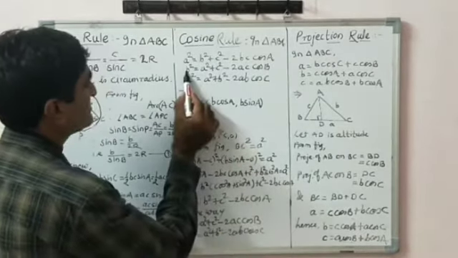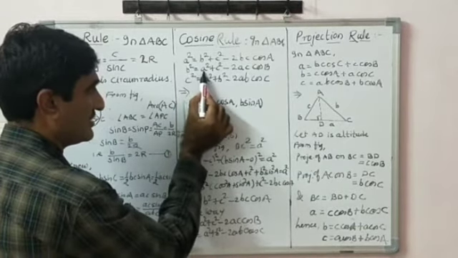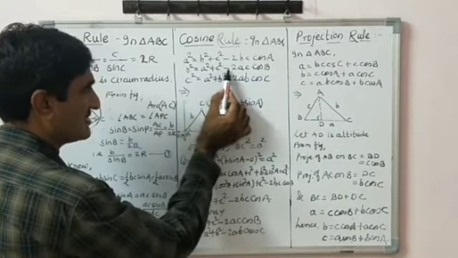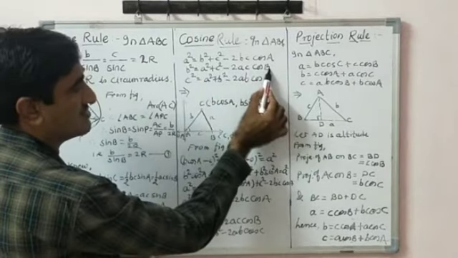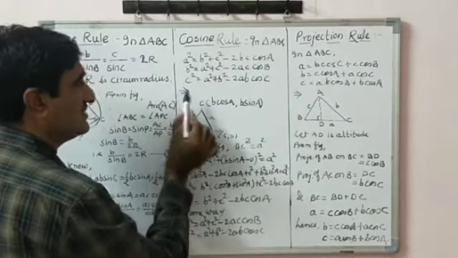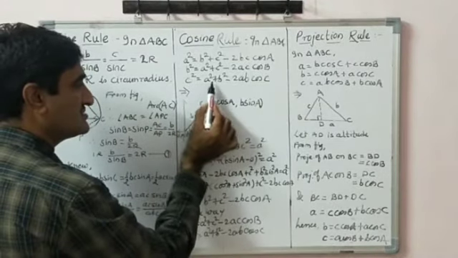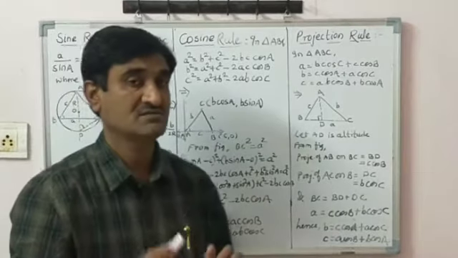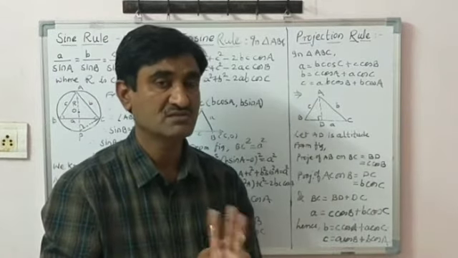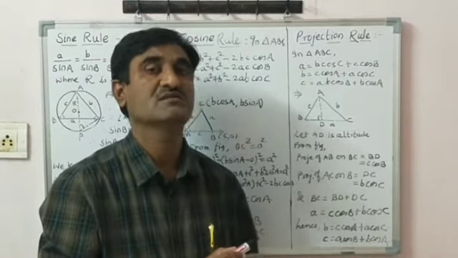Here we consider B square. In cyclic way, B square is equal to A square plus C square minus twice AC cos B, here two sides are here, and here side B, angle B. Same way, C square is equal to A square plus B square minus twice AB cos C. We can write the cosine rule in three forms in cyclic way.